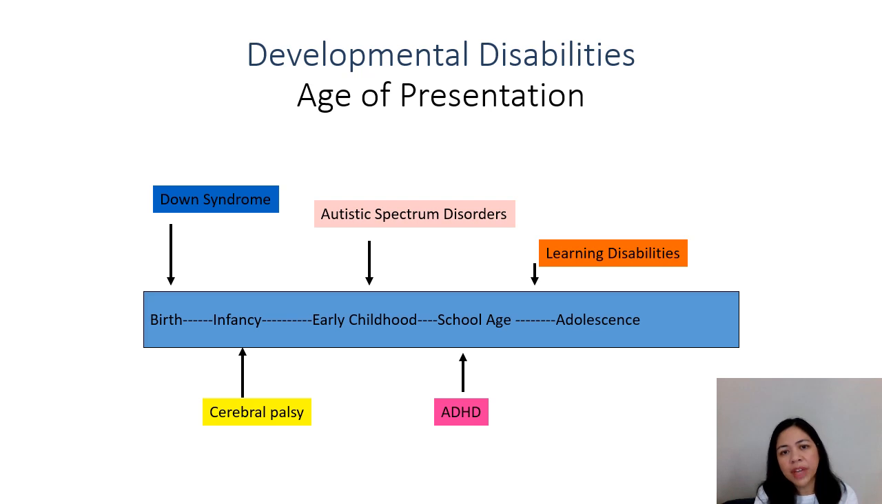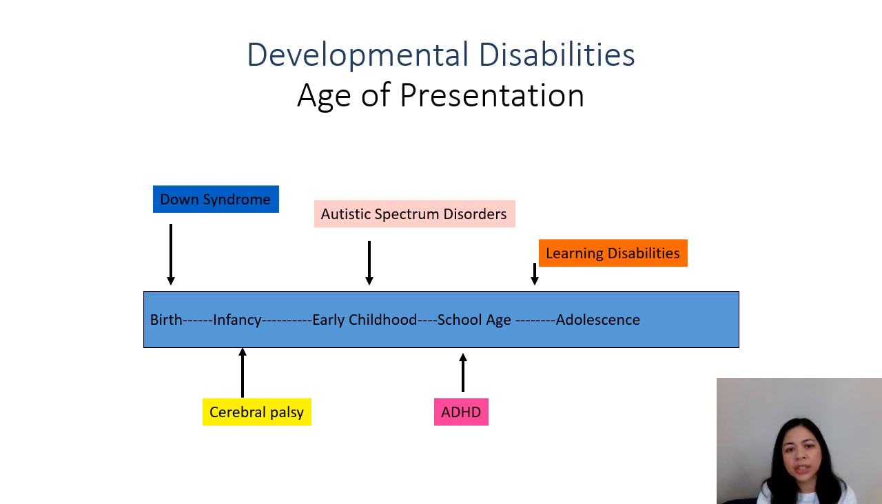So when we talk of developmental disorders or disabilities, they have a certain age of presentation. For example, when we talk of Down syndrome, which is one of the most common cases of intellectual disability, we often identify them at birth because of their syndromic physical features. By infancy, we can identify cases of cerebral palsy.